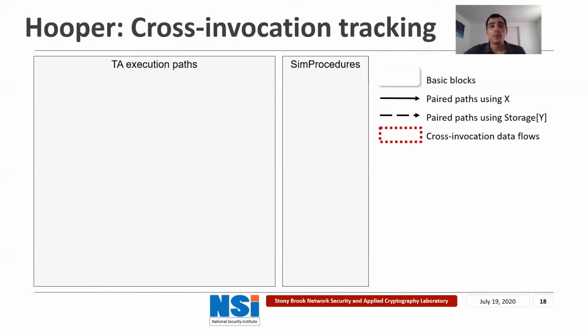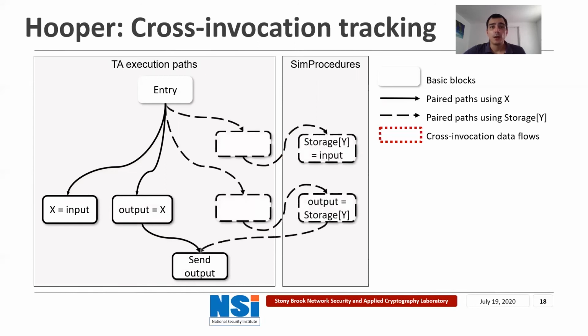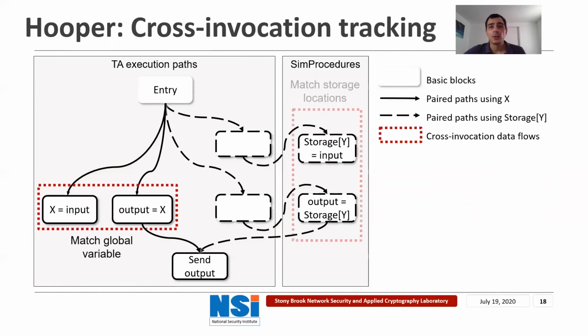To give you an intuition on how application data is tracked across multiple execution paths, let's consider the following example. A TA contains a bunch of execution paths. One is writing input data to a global variable X. Another writes X to an output. And another pair of execution paths share data using a storage Y. If a victim TA uses one execution path to write data into X or Y, an attacker would read it by using the left and right paired execution paths. HOOPER finds and reports the cross-invocation data flows between these paired execution paths by using the described framework.